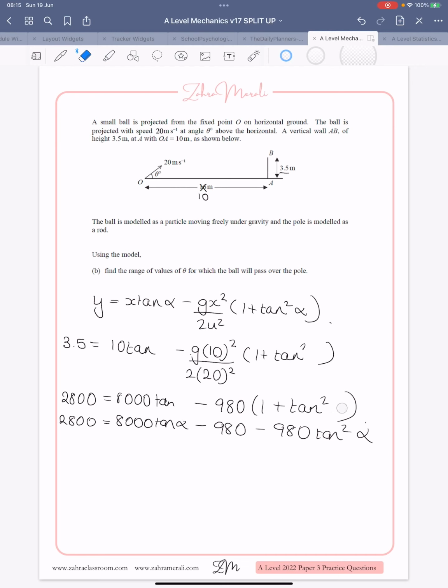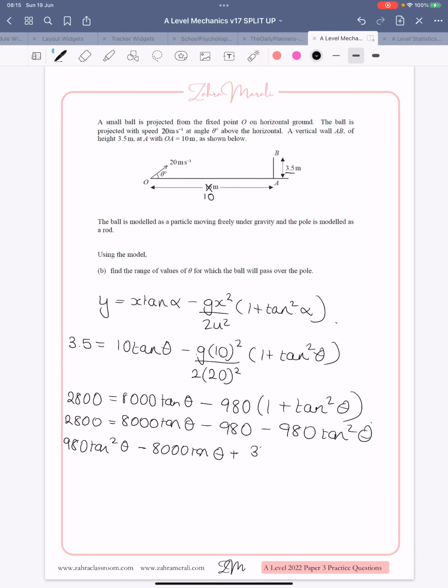Like I said, I don't think it'll matter too much in the exam, but you're going to do this a bit more carefully and slowly than I am. Okay, so let's rearrange that. We've got 980 tan squared theta minus 8,000 tan theta, and then we've got 2,800 plus 980, so plus 3780 equals 0. Oh, my voice has gone all croaky.